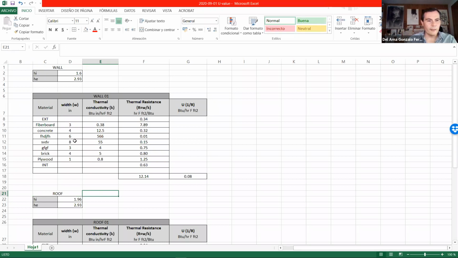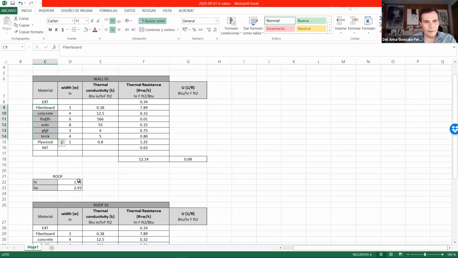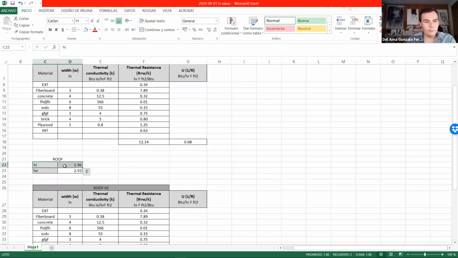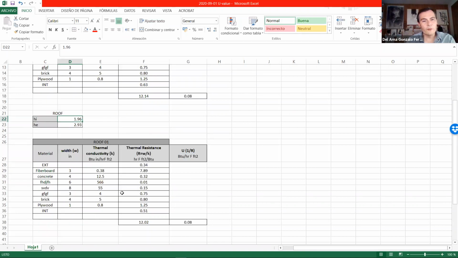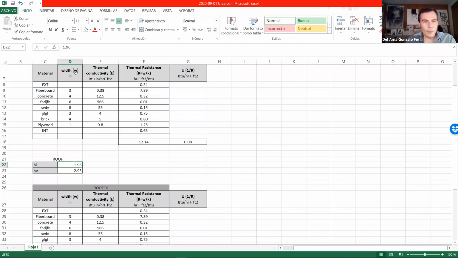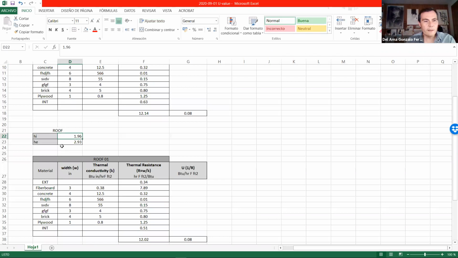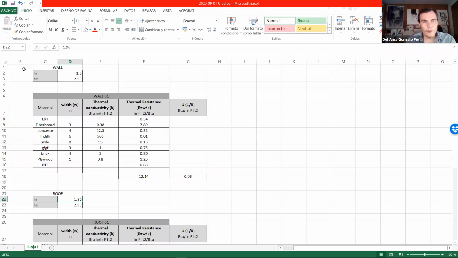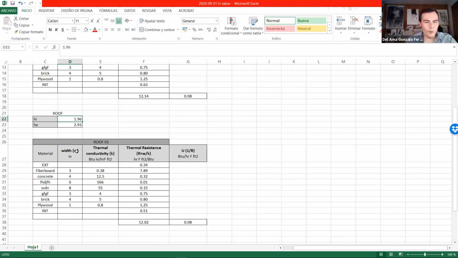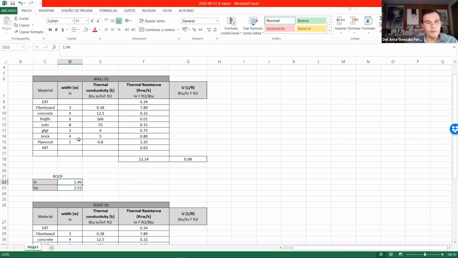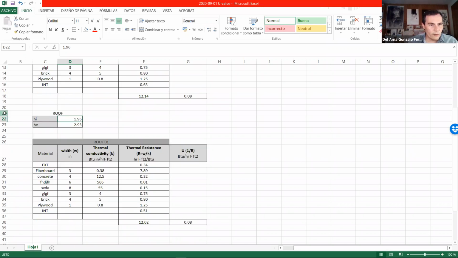Okay, so here we differentiate these coefficients. The rest is the same, but the convection coefficients are different here, so we have to make sure that we don't make any mistakes. If we're working with different walls, you can copy all these, and then you can work with different walls. And if we are working with different roofs, you can copy these, and we can work with different roofs. And if we are working with floors, so let's do that.